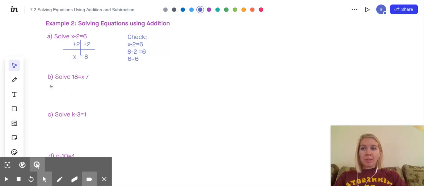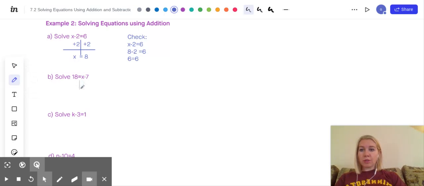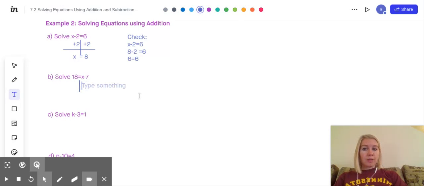Let's check out problem B together. It says solve 18 equals x minus 7. First, I'm going to draw my line below the equal sign to show my two sides of the equation. Our goal is to get x by itself, so we need to get rid of this minus 7. So I'm going to do the opposite or inverse of subtraction, which is addition, and I'm going to add 7 to both sides.